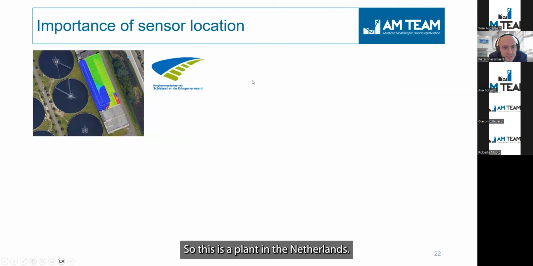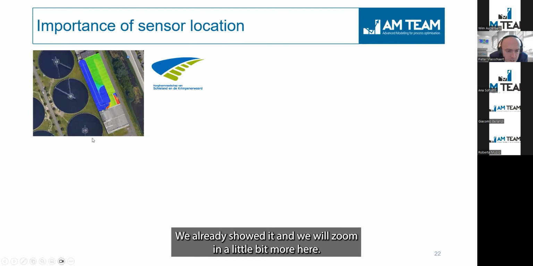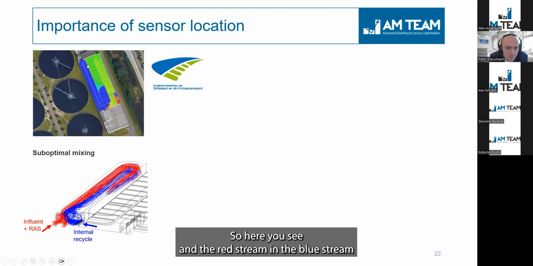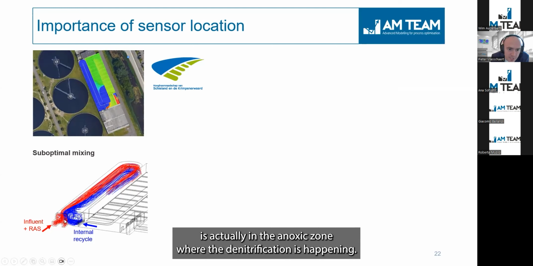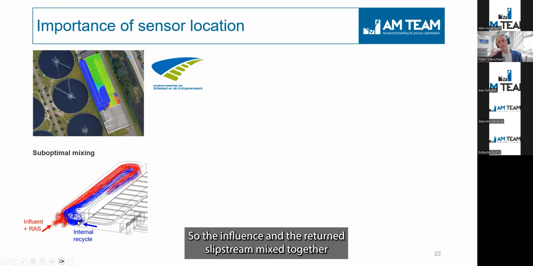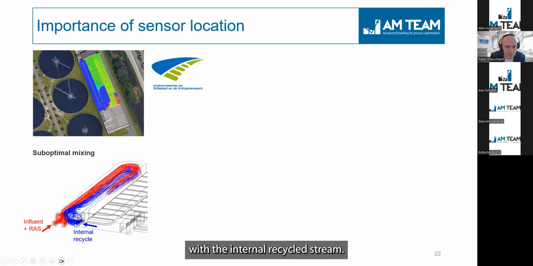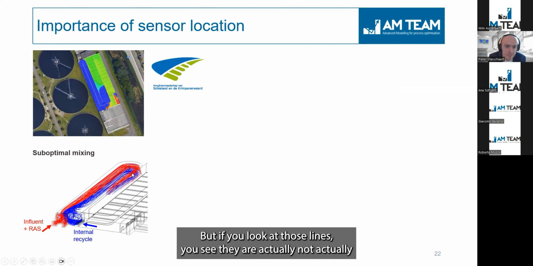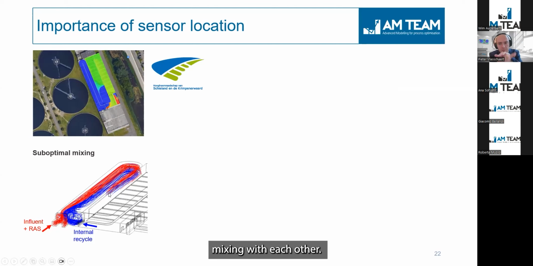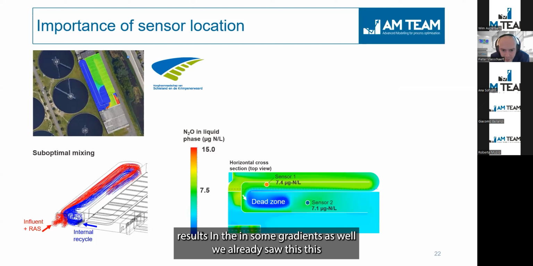So this is a plant in the Netherlands. We already showed it, and we will zoom in a little bit more here. So here you see, the red stream and the blue stream is actually in the anoxic zone, where the denitrification is happening. So the influent and the return sludge stream mix together with the internal recycle stream. But if you look at those lines, you see they are actually not really mixing with each other. And actually this results in some gradients as well.